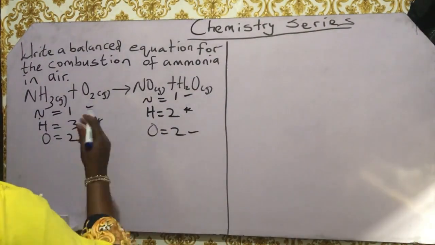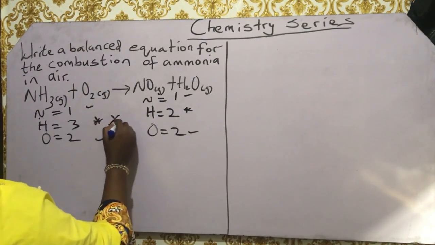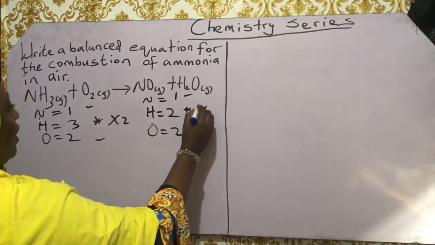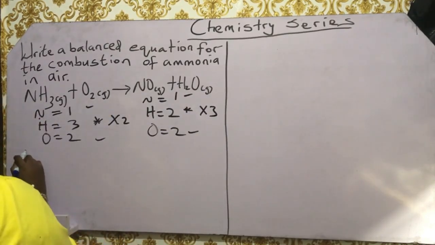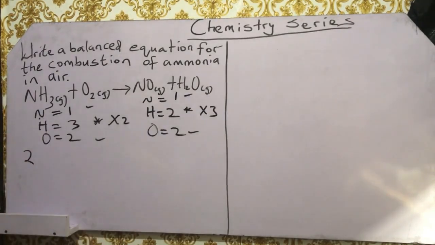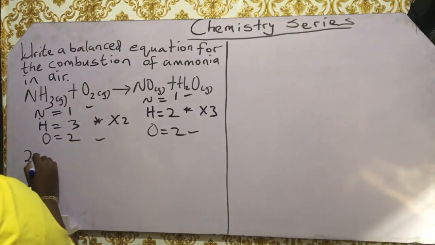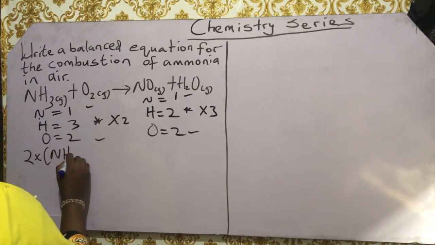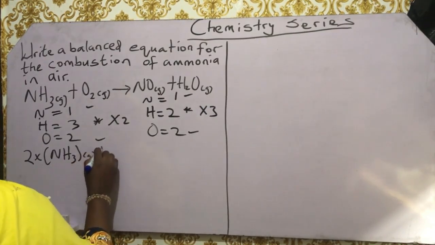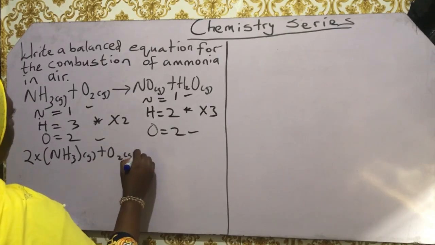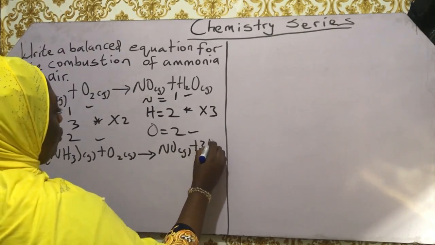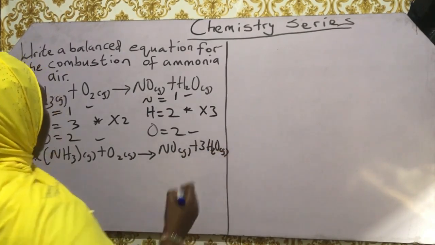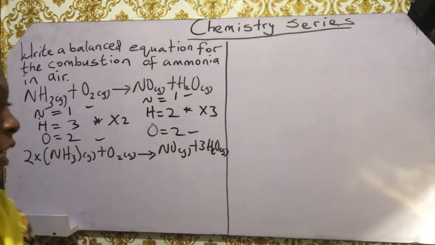So here I will say everywhere I have hydrogen here, I will say times 2. Anywhere I have hydrogen here, times 3. So interchanging it. Remember, when you want to balance, don't change the subscript, you change the coefficient. That is 2 multiplied by NH3 plus O2 to give NO plus 3H2O. Now let's try to do a quick atom check.